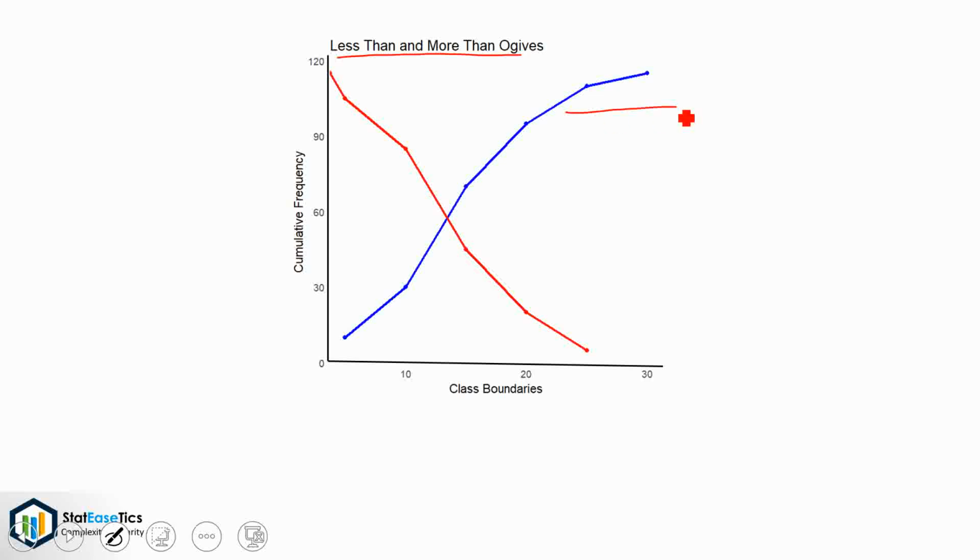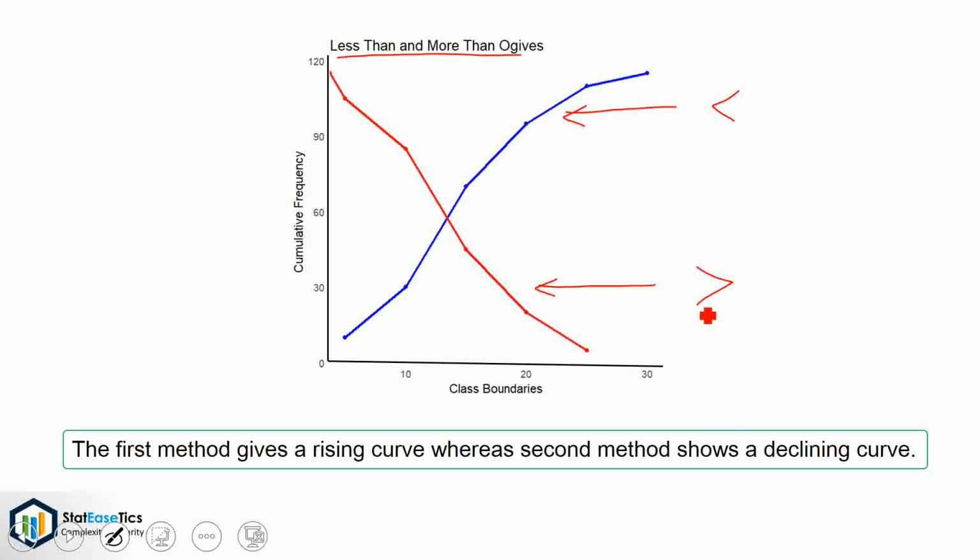Here, this line indicates the less than ogive and the red line indicates the more than ogive. Also, the first method gives the rising curve, and the second method, that is the more than type, gives a declining curve. And the midpoint of the two curves gives the median of the data set.